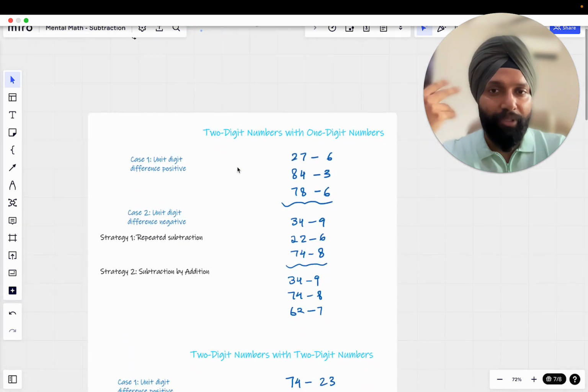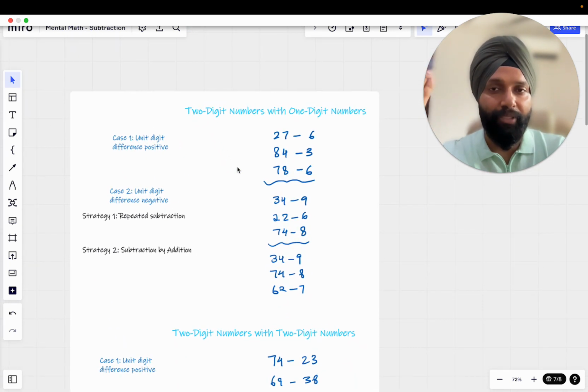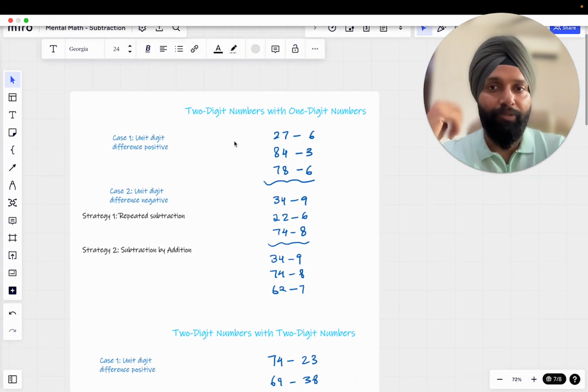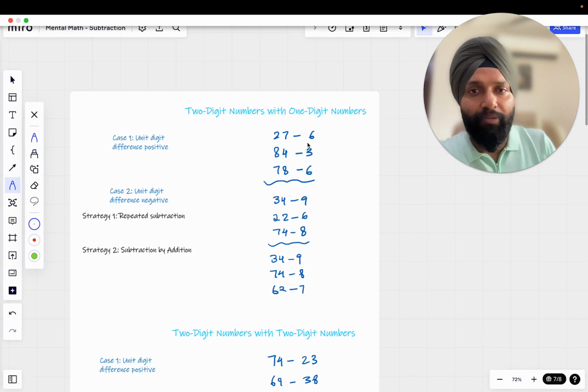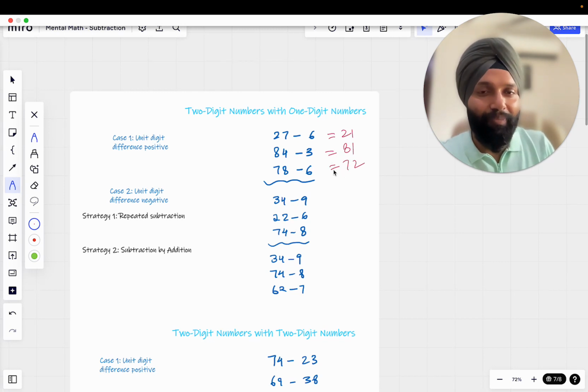So let's start with very basic numbers here. We have two-digit numbers with one-digit numbers. One case is if the one-digit number is less than the unit digit of the two-digit number, then it's very straightforward, right? It's just 27 minus 6, 7 minus 6 is 1, so it's 21. That's quite straightforward. So 84 minus 3, 4 minus 3 is 1, so it's 81, and this is 72. This is quite easy. You don't really need any structuring to solve this.